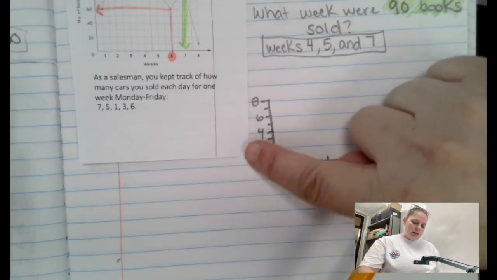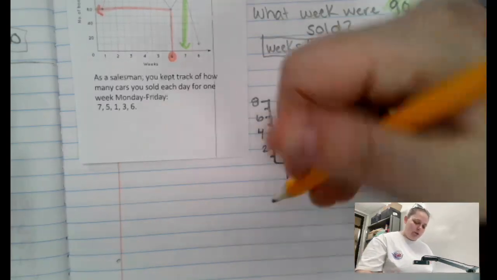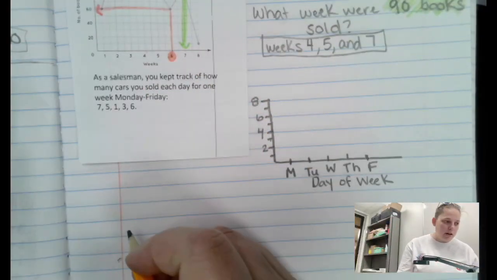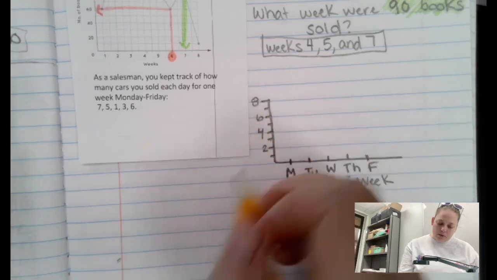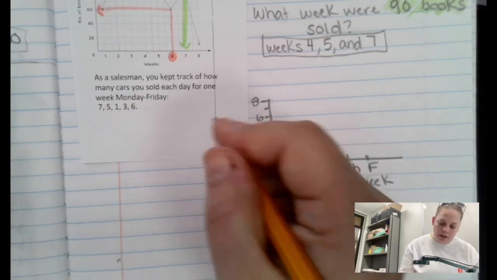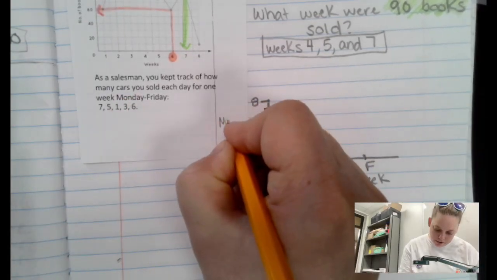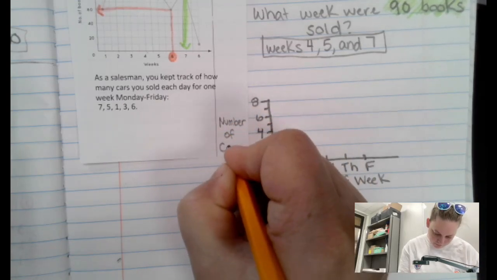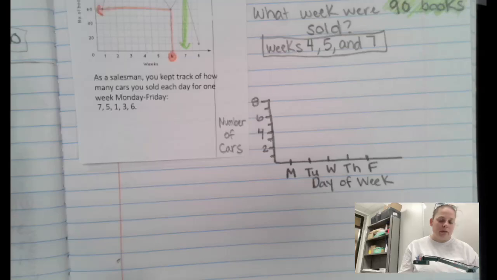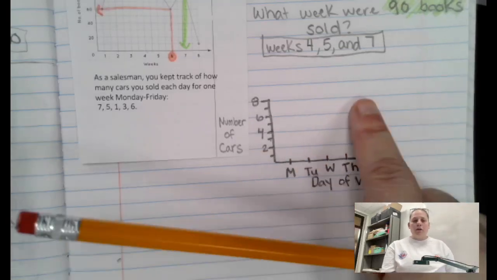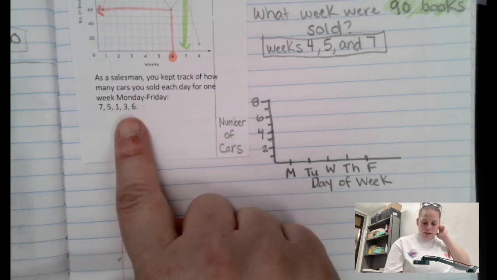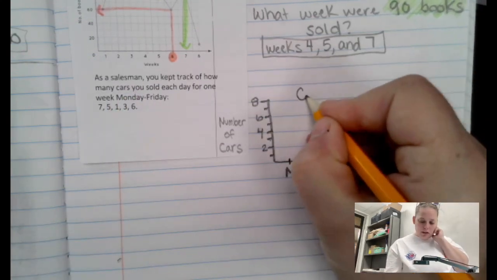Okay, and I do need to label this y-axis. If you want to turn your paper sideways, you can to write sideways. Otherwise, you can just write it next to here. And this is the amount of cars, how many? So our number of cars. Okay, and then we do need an overall title. What is this about? Well, you're a salesman and you're selling cars. So just maybe car sales.